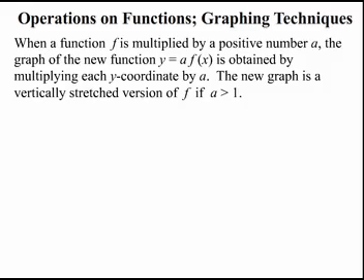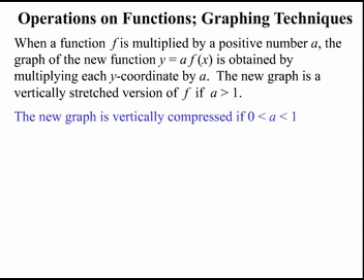All right. When a function f is multiplied by a positive number a, the graph of the new function y equals a f of x is obtained by multiplying each y coordinate by a. The new graph is a vertically stretched version of f if a is greater than 1. The new graph is vertically compressed if 0 is less than a, which is less than 1.